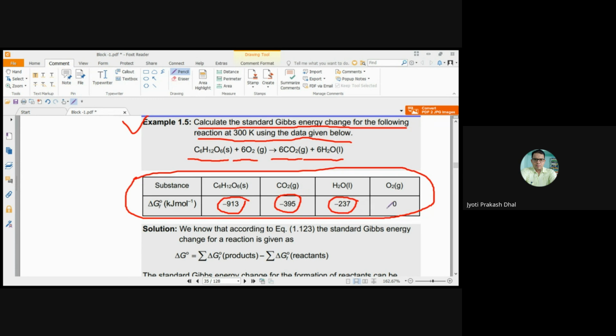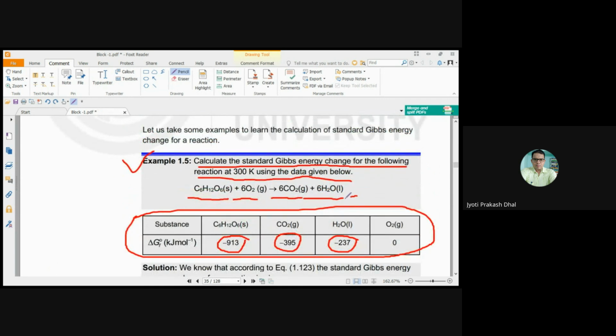And here the standard Gibbs energy of formation of oxygen is 0, because the Gibbs energy of formation of any element in its elemental state is considered to be 0. So oxygen is in the elemental form. That's why here the standard Gibbs energy of formation of oxygen is 0. Now the question is, find out the standard Gibbs energy change of the following reaction.